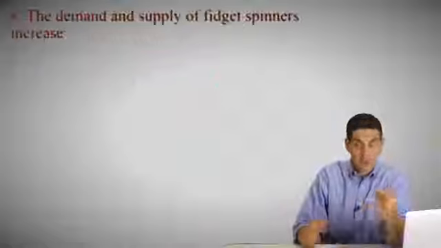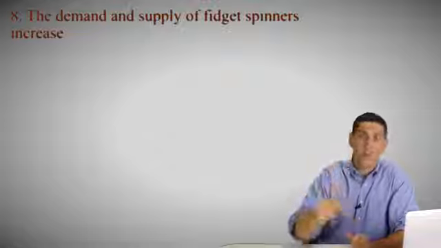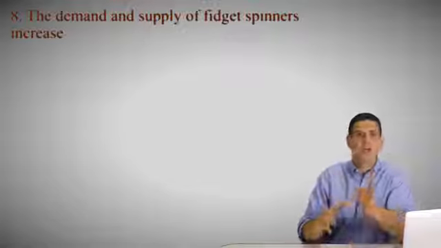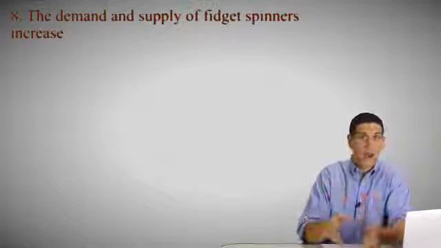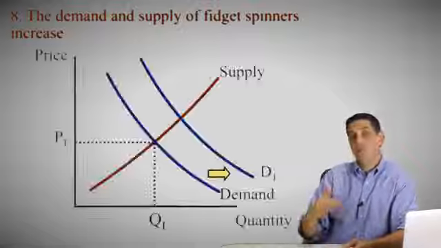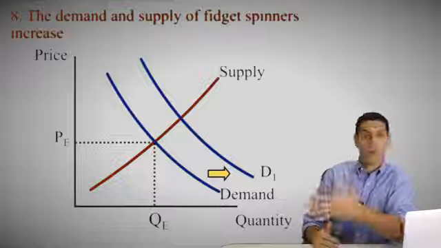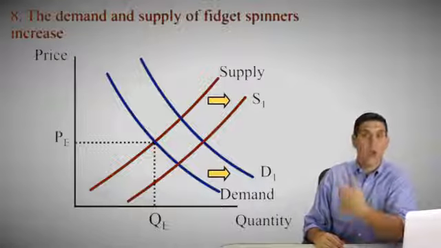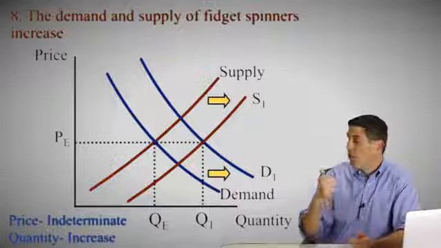Now, in scenario 8, I'm trying to be really tricky, and this is a hard question because it's a double shift. The demand and the supply both increase. Now, of course, you already know what it looks like on the graph, so just draw the graph. It gives you the right answer. Demand shifts to the right? Price would go up, quantity would go up, but we're not done. Supply shifts to the right, so the price would go down and the quantity would go up. And we end up with a new scenario with a new equilibrium right here.